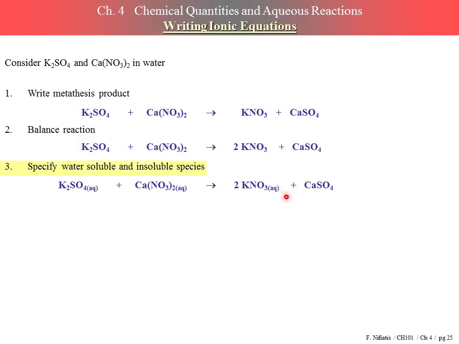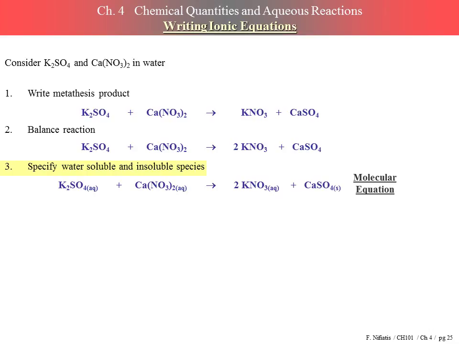Potassium nitrate. If you look at the table that we have, the solubility table, you will see that this is water soluble too. Next one. Calcium sulfate. This is water insoluble, so this is a solid, this is a precipitate. We put an S outside.